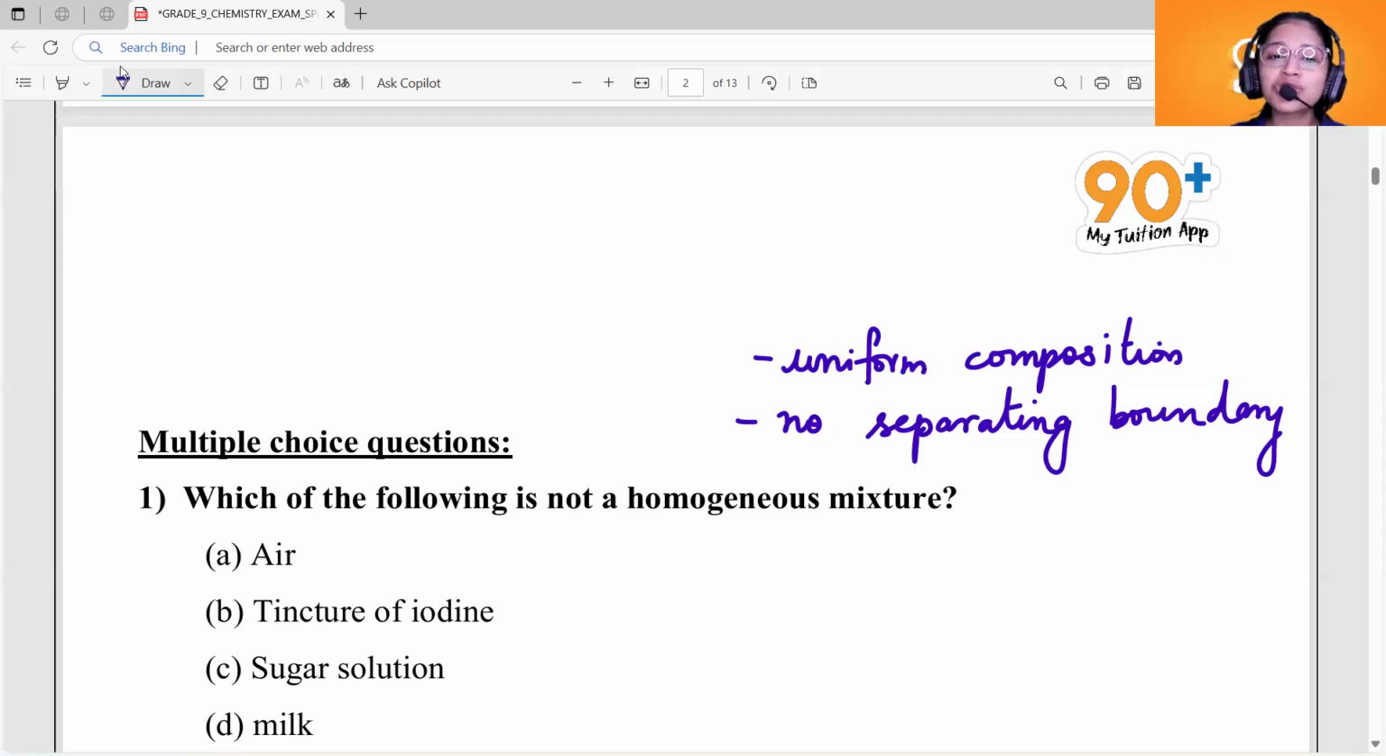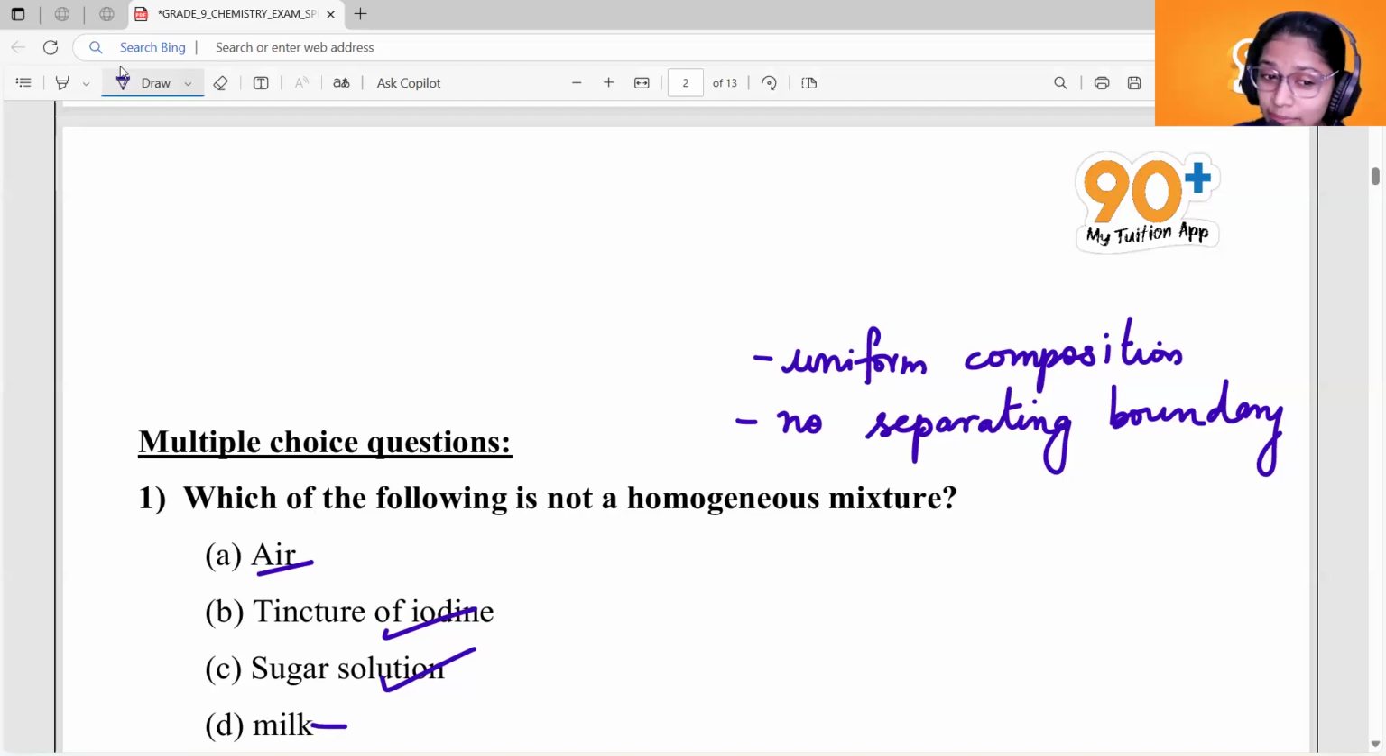So here, what is the question? Which of the following is not a homogeneous mixture? So we are aware that air is a homogeneous mixture. It is a gas in gas type mixture. Tincture of iodine is also a homogeneous mixture. It is a solid in liquid type mixture. Sugar solution is again a homogeneous mixture, falling into the same category, which is solid in liquid type mixture. What about milk? Is milk a homogeneous mixture?